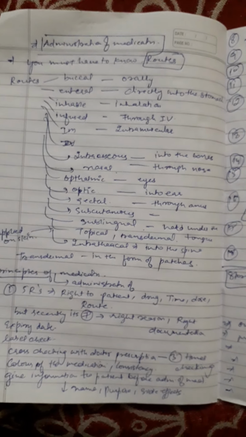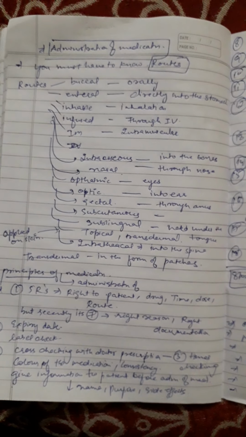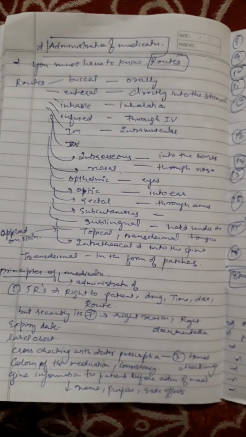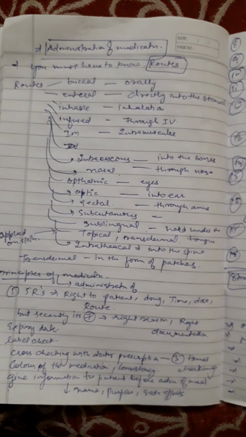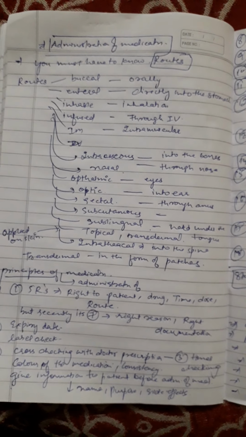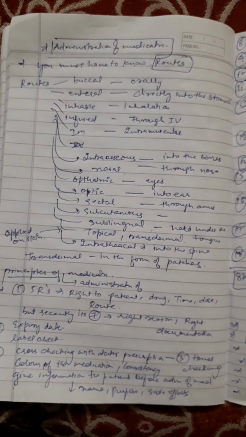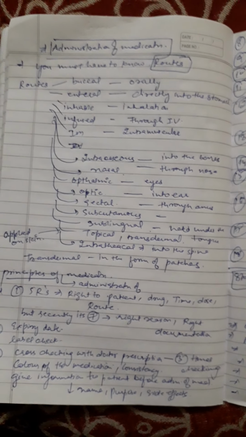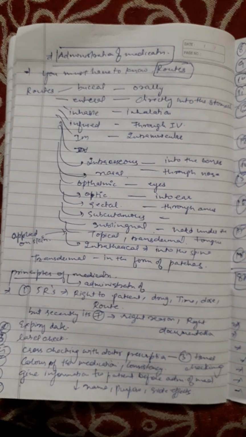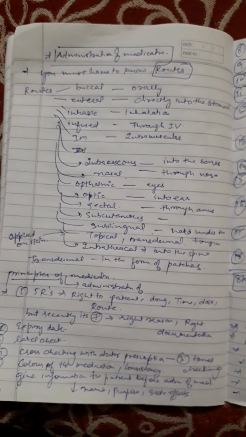So routes: buccal, enteral, inhalable, infused, IM intramuscular, intraosseous, nasal, ophthalmic, otic, rectal, subcutaneous, sublingual, topical, transdermal, and intrathecal. These are the routes of administration of the drug. And if you want good marks, you have to write the examples also.